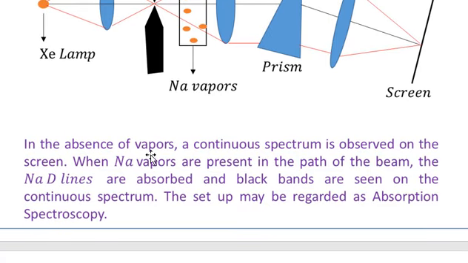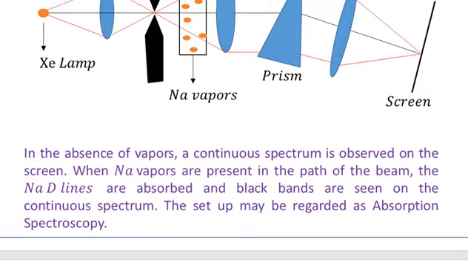In the absence of vapors, a continuous spectrum is observed on the screen. When sodium vapors are present in the path of the beam, the sodium D lines are absorbed and black bands are seen on the continuous spectrum. That is, two black bands will be seen corresponding to the two D lines of the sodium structure, that is the D1 and D2 lines. The setup may be regarded as absorption spectroscopy.